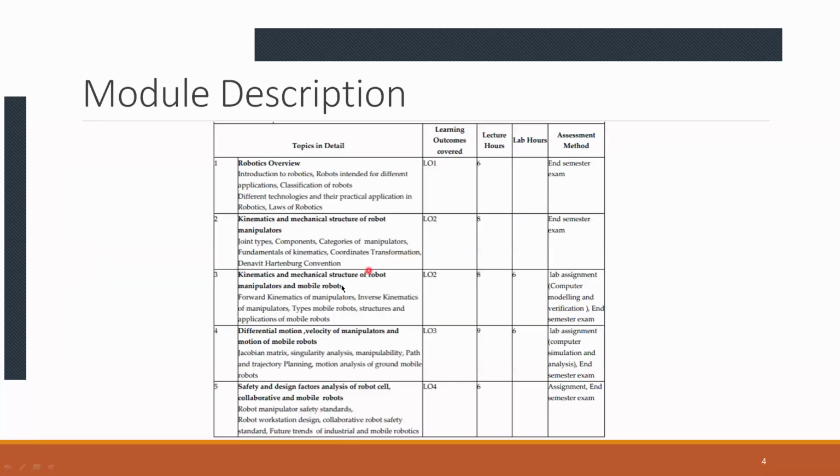Moving on, this is an excerpt from the module descriptor for ETM4233. According to it, we should spend 6 lecture hours on getting an overview of robotics, but I'm not going to spend any more than 2 hours. So in today's lecture, I will give you an overview of robotics, and that will be all. From there onwards, I'll be moving on to kinematics and kinetics, and finally something called differential motion. This is where we discuss how to write code to obtain required robot motion.